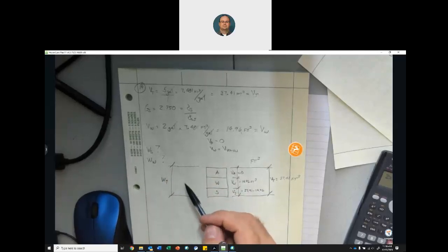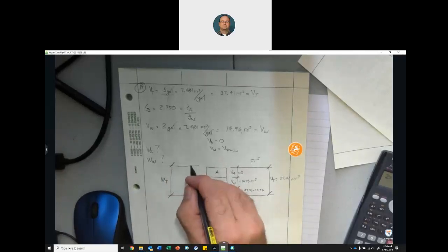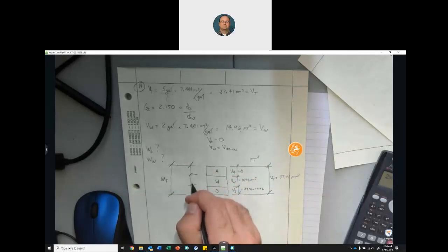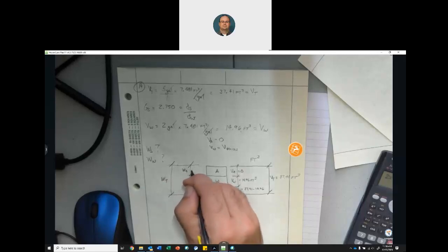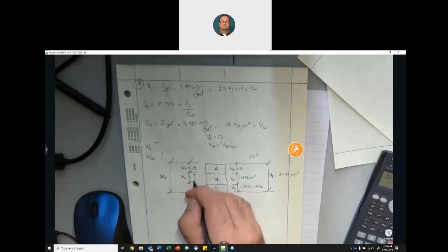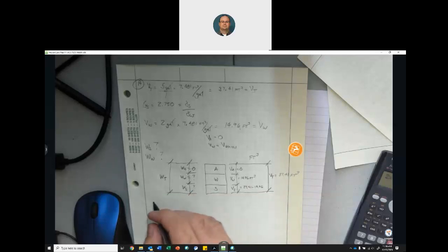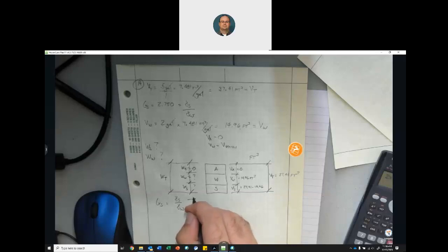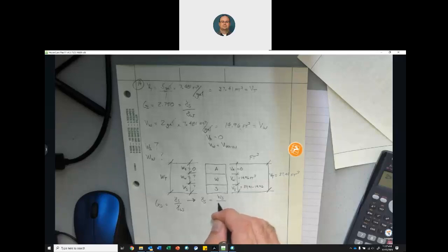Do we have a total weight? No. This is weight of air. We know that equals 0. Weight of water equals something, that's what we're looking for. And we have weight of solids, which we're looking for. Knowing GS equals the unit weight of solids divided by the unit weight of water, we know unit weight of solids equals the weight of solids divided by the volume of solids.